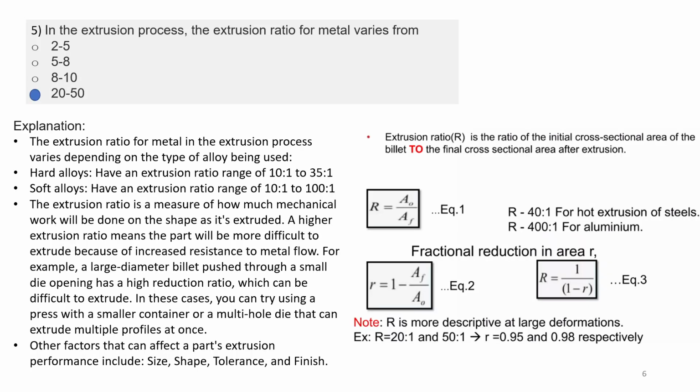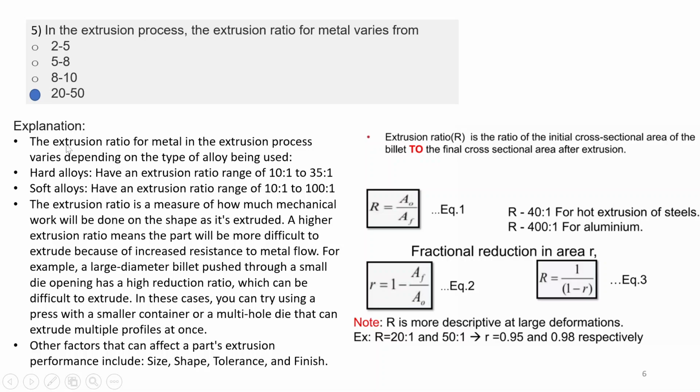So this question is dependent on the extrusion ratio for metals. Your options are 2 to 5, 5 to 8, 8 to 10 and 20 to 50. As one of you has replied correctly in chat, your answer will be 20 to 50. In case of metals, for hard alloys, the extrusion ratio ranges between 10 is to 1 to 35 is to 1, and for soft alloys it varies between 10 is to 1 to 100 is to 1.